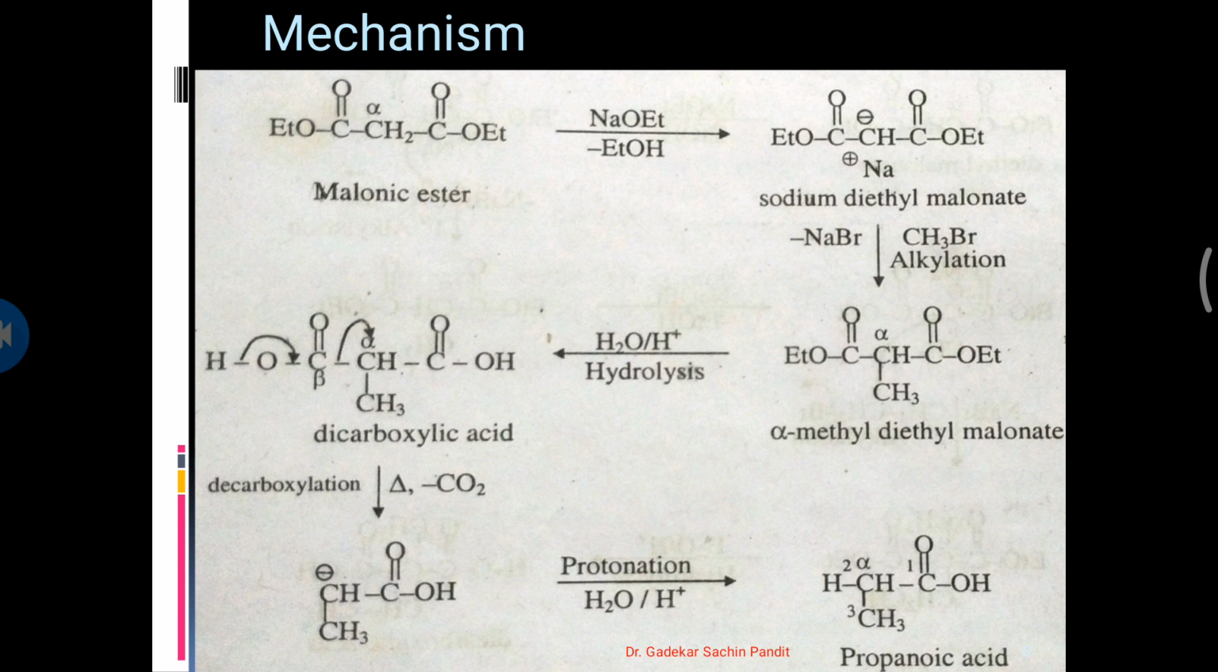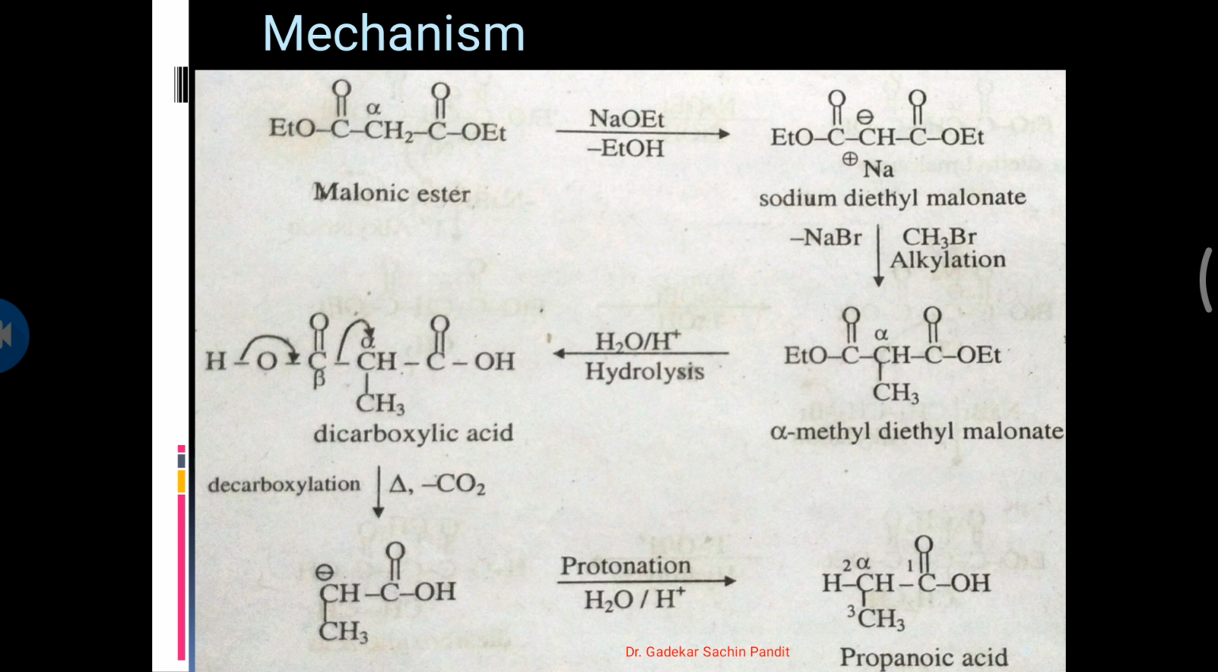So this dicarboxylic acid is heated to decompose one acid group and form, after protonation, propanoic acid. Here a reaction occurs. Here a question arises: how can we convert malonic ester to propanoic acid?